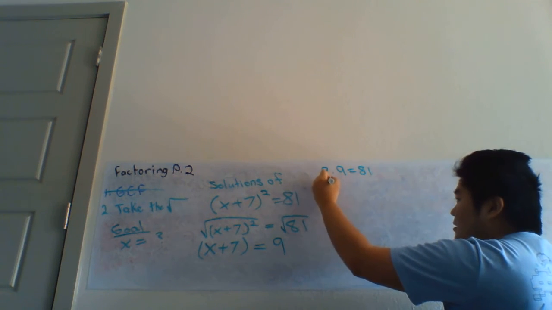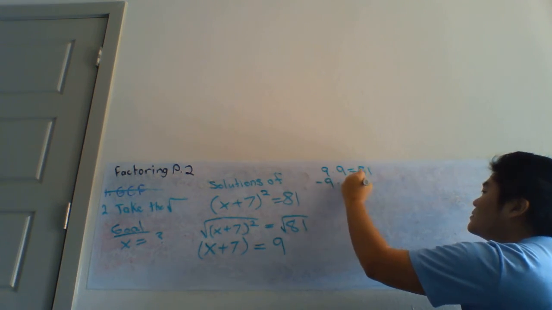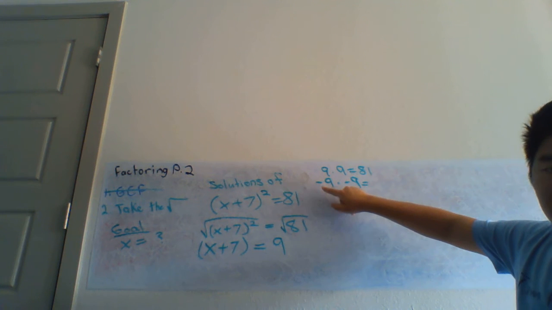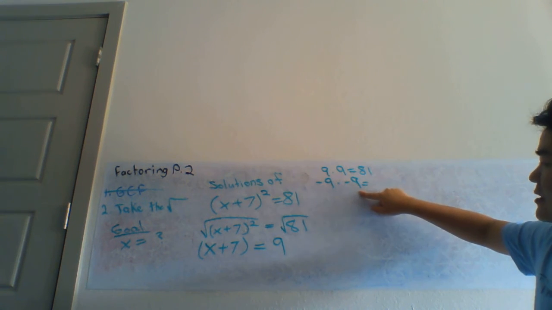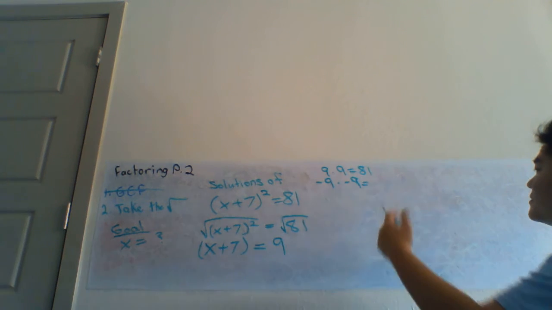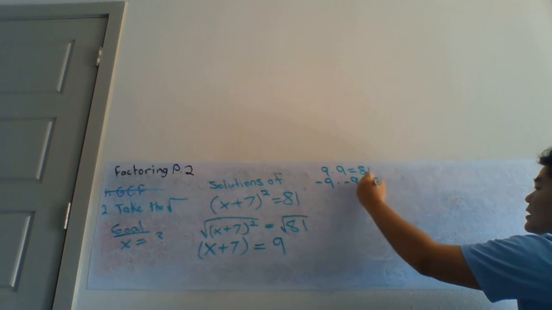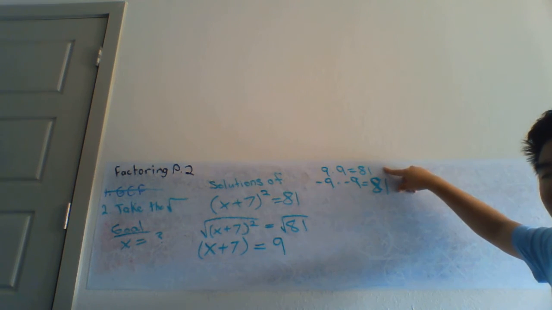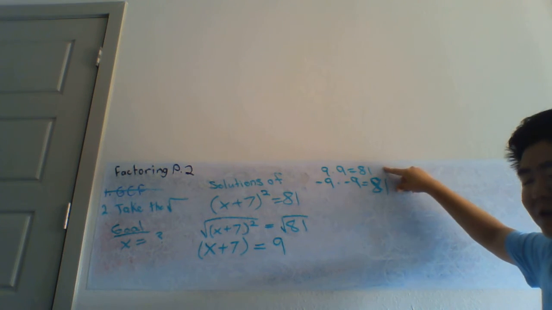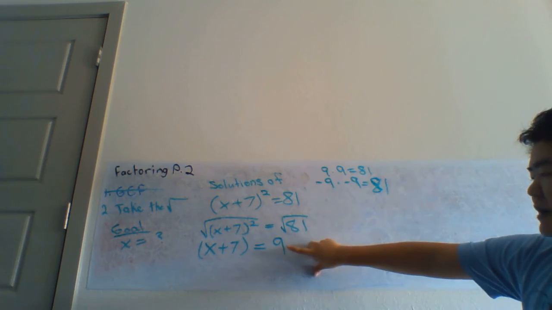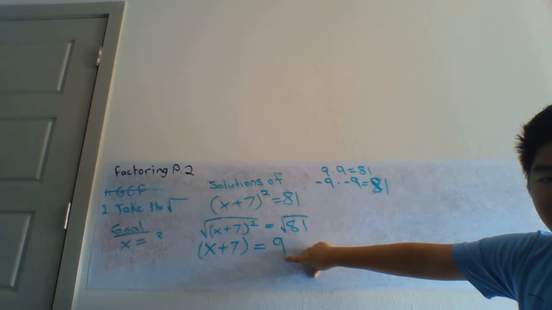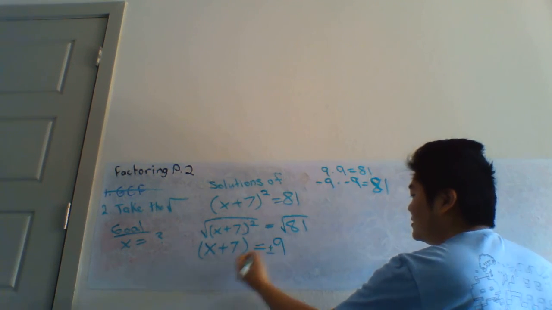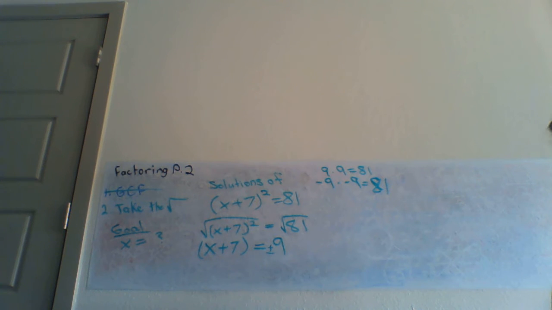That's what we kind of established. But something that we didn't really talk about too much is this case right here. Negative 9 times negative 9 also equals 81. Both of these numbers multiplied by themselves give 81. So do I put a positive 9 or a negative 9? The answer is both. You put both 9 and negative 9. So I have to do plus or minus 9.